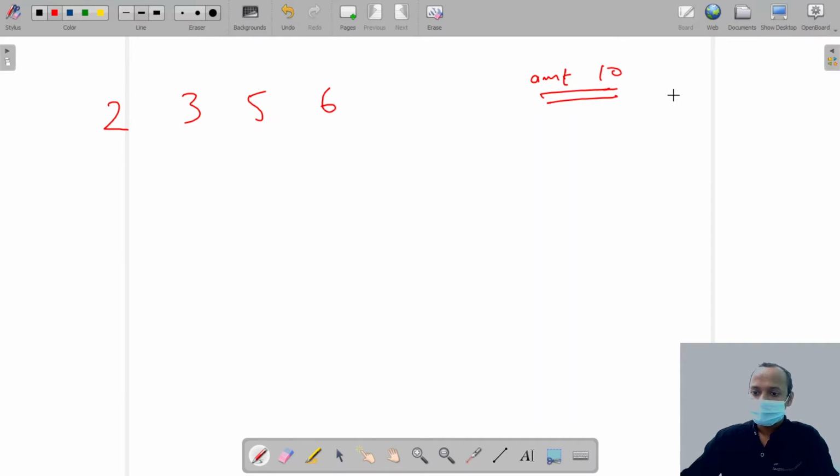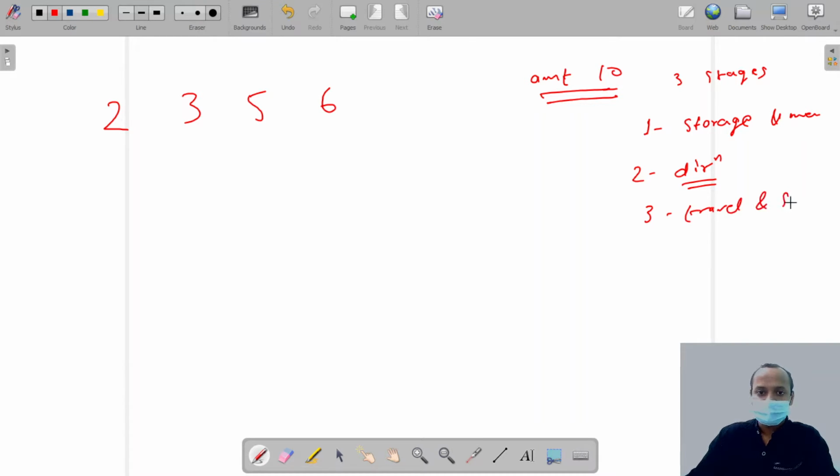So what are the three stages in DP? The first one is storage and its meaning. First we have to define a storage, then its meaning, then second is direction. Where is the smaller problem and where is the bigger problem? We have to find where is the smaller and where is the bigger. Then we travel and solve the DP. Now tell me what is the storage of this question.